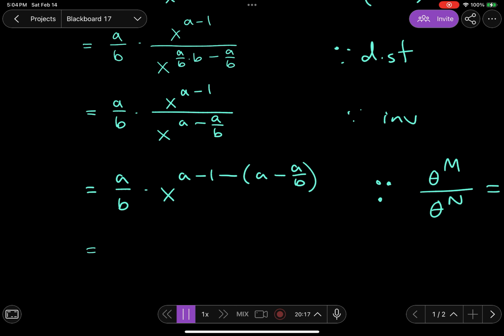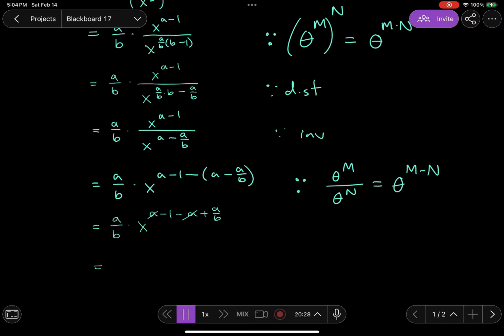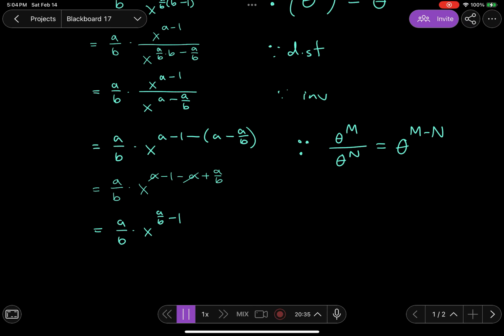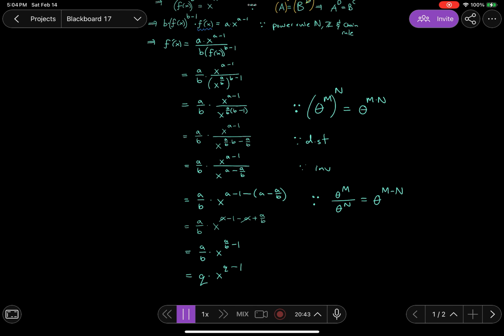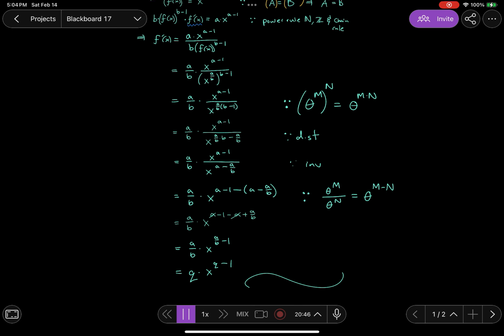And this is the final sprint, you guys. A over b times x to the power of a minus 1 minus a plus a over b. A's cancel. Check this out. I have a over b times x to the power of a over b minus 1. Oh, wait. A over b is the same thing as q. And what we just did is we said that the derivative must necessarily be equal to q times x to the q minus 1, which means that the power rule holds for the rational numbers as well.